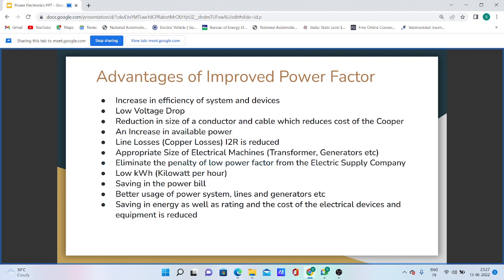In this case, a lower power factor causes a higher current flow for a given load, and as the line current increases, the voltage drops. And the last improvement is saving energy, as well as the rating and cost of electric devices and equipment being reduced. Next.